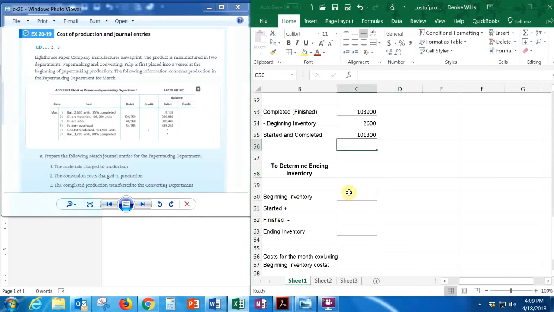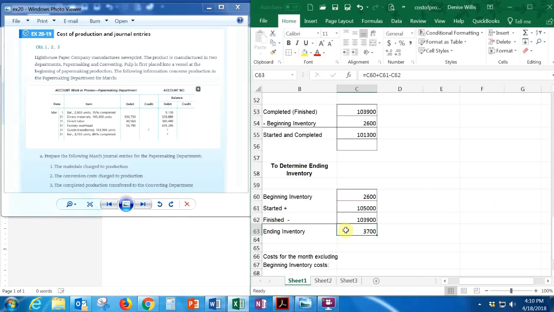We are going to move on to our ending inventory. We know we started out with, again, 2,600 units. We started during the period 105,000 units. We finished 103.9. So here, if we take our beginning inventory, we add the amount we started, and then we subtract what we transferred out, the difference is what is still there, which is our ending inventory.